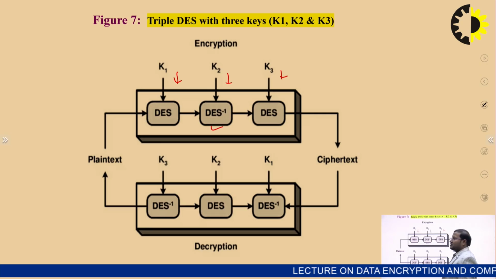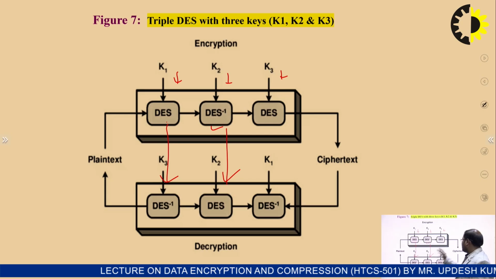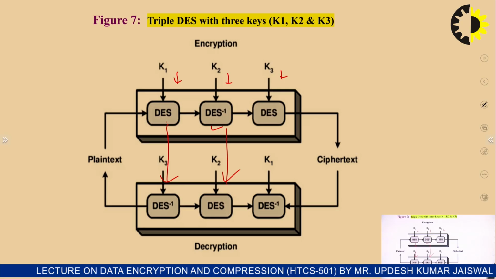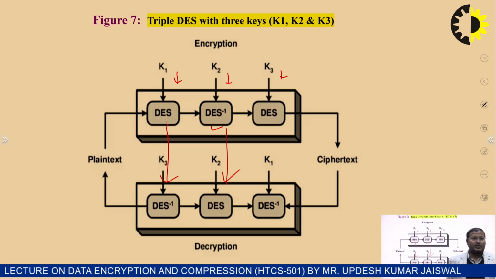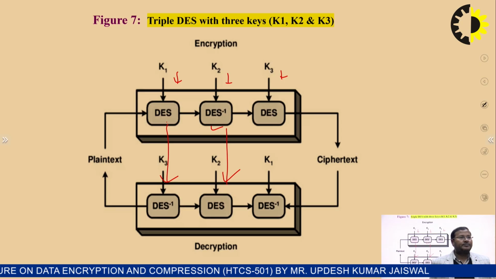Here DS^-1, because encryption, decryption, then encryption. So DS^-1, DS, DS, DS^-1. This is the reverse of this. So DS^-1 reverse will be DS. So this is the whole process of how the triple DS works using the K1, K2, K3 keys.